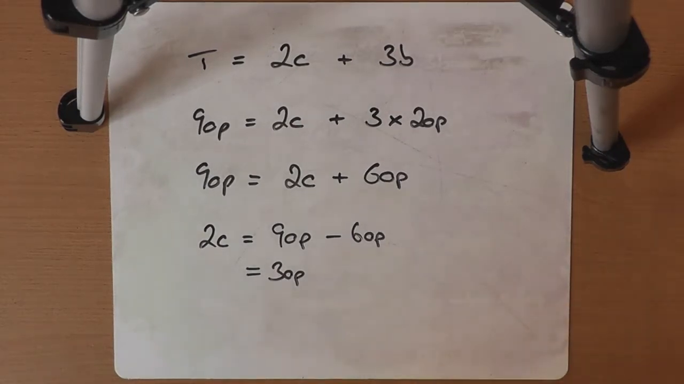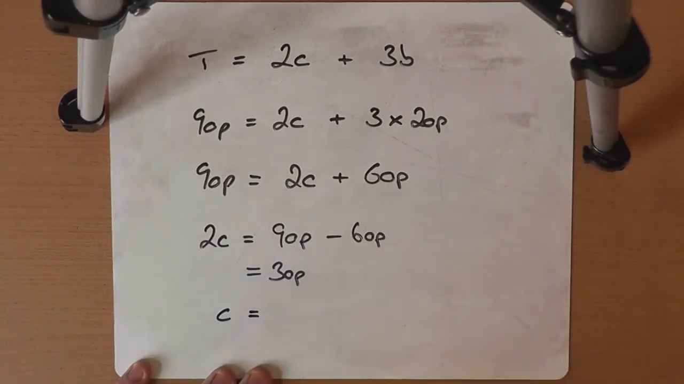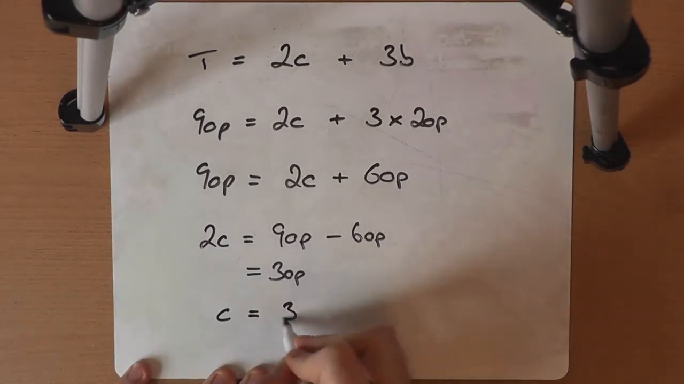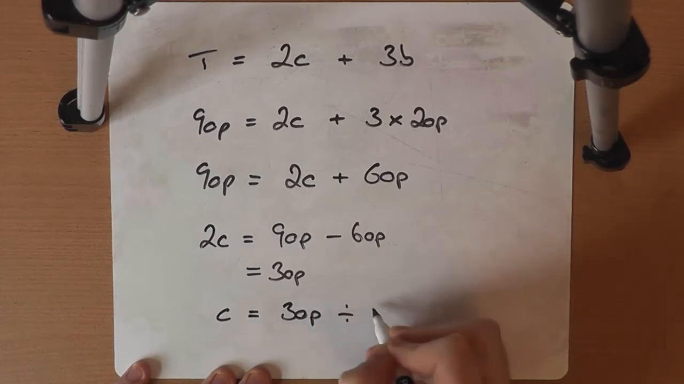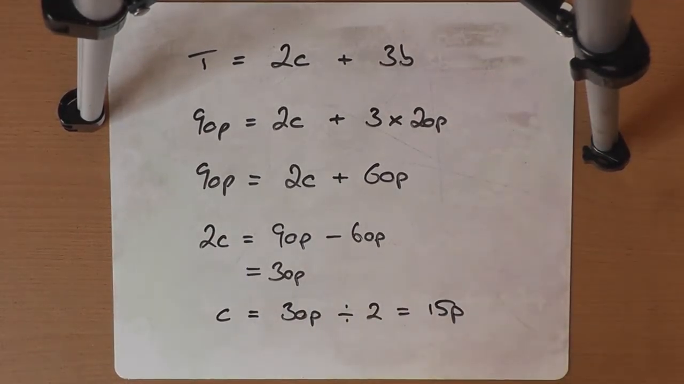We know the price of 2 carrots now. We don't want the price of 2 carrots, we want the price of 1 carrot. So the price of 1 carrot, that's C for carrot, must be the 30 pence divided by 2 is 15 pence. And the cost of 1 carrot, C, short for carrot, short for the cost of a carrot, is 15 pence. And that was much quicker to do.